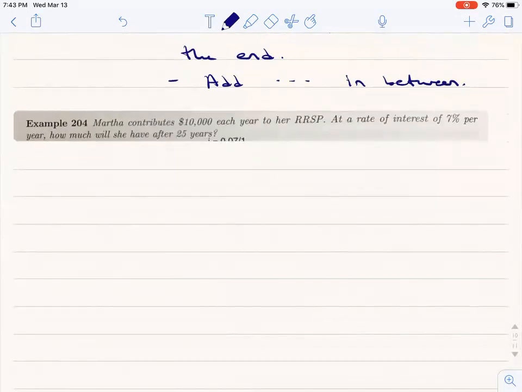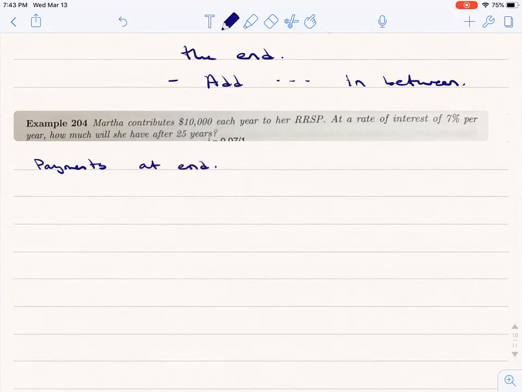So first thing we're going to ask, right? For all of chapter 6, I'm pretty sure annuities due is chapter 7. So for all of chapter 6, they're all at the end of the payment period. It's good to get in the habit of just making a note: payments at the end.